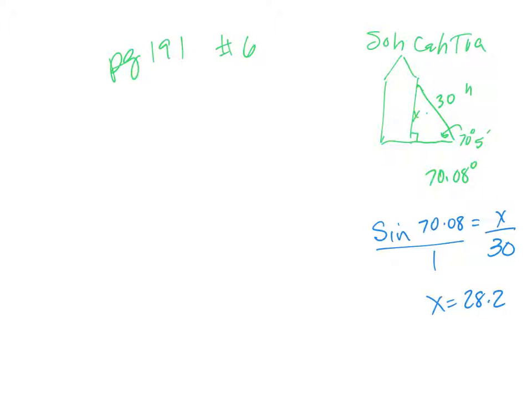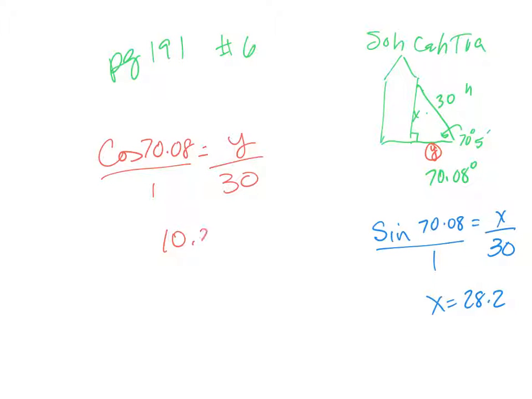Now the second question asks you to find this guy right here, because they want to know how far away from the building the base of the ladder is, right? So now you've got cosine of 70.08 equals adjacent over 30. And you do the math, and you should get 10.2 feet.